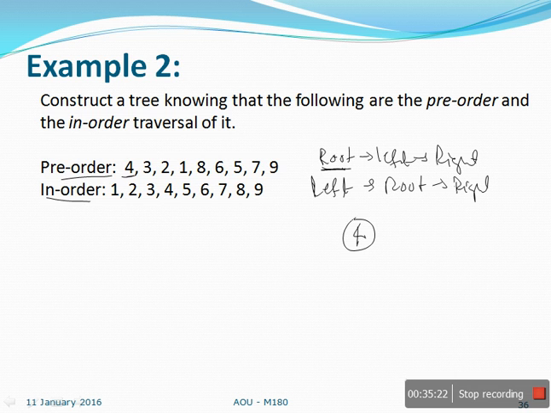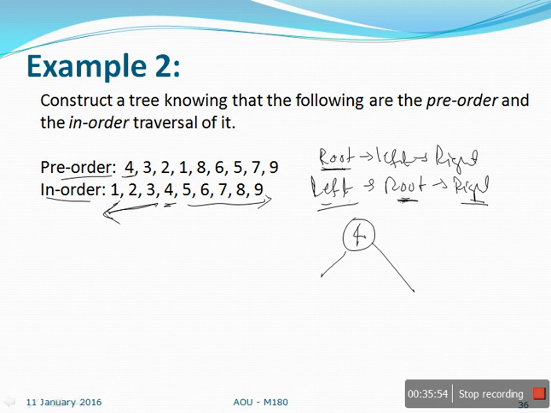Now in the in-order, it is left, root and right, and the left of the root is the left subtree, the right of the root is the right subtree. Now 4 is over here, to its left is 3 to 1, and to its right is 5, 6, 7, 8, 9. So in your subtree you will get the left and the right. In the left you have 3 to 1 and the right you have 5, 6, 7, 8, 9.